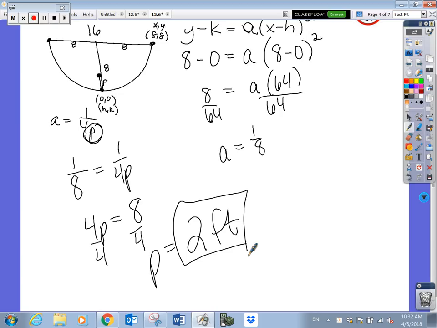Anytime it asks for some kind of receiver or greatest intensity of radio waves, sound waves, whatever it is, you always have to find p. And the only way to find p is to find a.